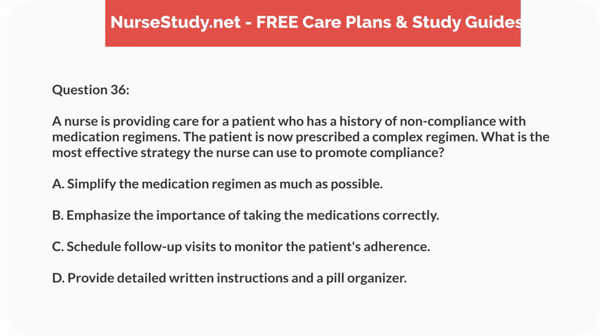Question 36. A nurse is providing care for a patient who has a history of non-compliance with medication regimens. The patient is now prescribed a complex regimen. What is the most effective strategy the nurse can use to promote compliance? A. Simplify the medication regimen as much as possible. B. Emphasize the importance of taking the medications correctly. C. Schedule follow-up visits to monitor the patient's adherence. D. Provide detailed written instructions and a pill organizer.